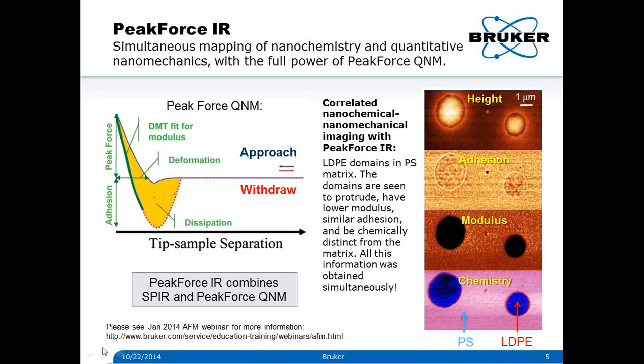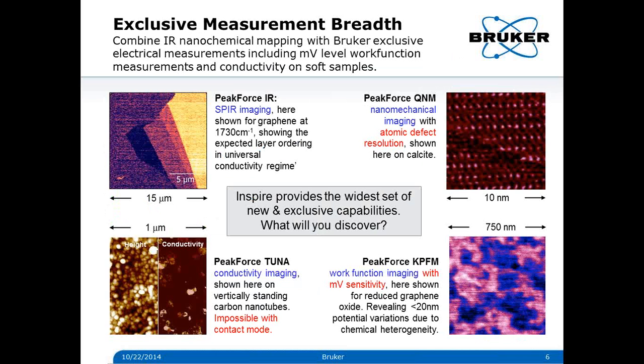Now, if you are more interested in this technique, you can look up our webinar from January. On the right-hand side, you see an example where we image a polymer system, polystyrene and low-density polyethylene. And you have the height channel, but also adhesion, modulus and other channels combined with the chemistry channel, which comes from SPIR. We will go into that later on.